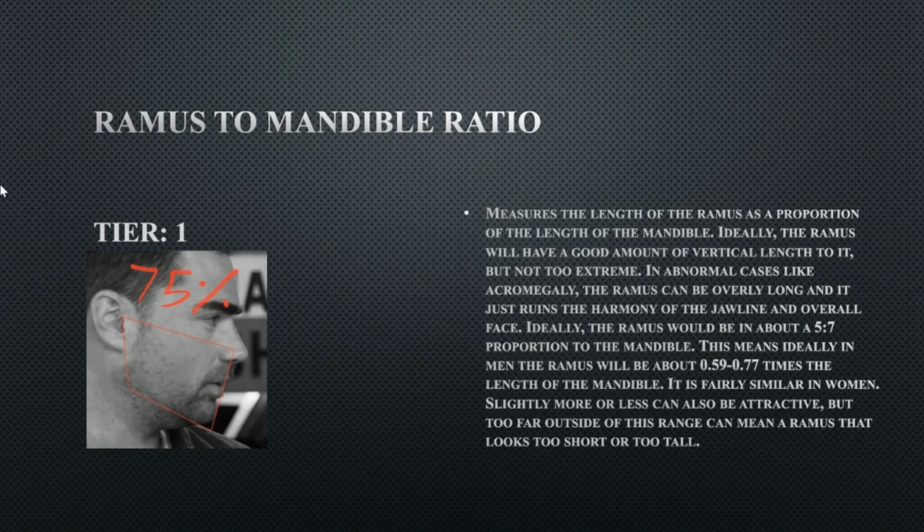The ramus to mandible ratio is at 75%. So how long is your ramus relative to your mandible? You don't want it to be any higher than 77%, and his is at the higher end of it, so he does have a very long ramus. And you do want this to be a good amount of length for your ramus right here. This indicates that he has a lot of jaw body, and having a lot of jaw body is perfectly ideal for a male face.